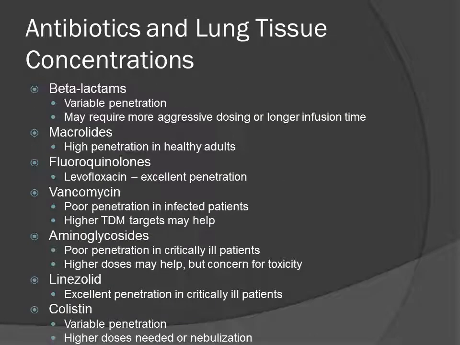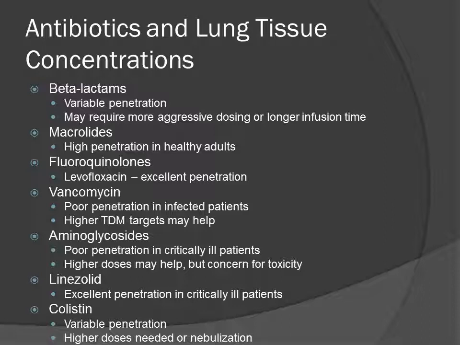So when we talk about selection of appropriate antibiotic, we talk about antibiotics getting to a good concentration at the site of infection. If you have somebody who's got pneumonia, you want to use an antibiotic that's got good lung tissue concentrations. Some of the ones that we see here that have very good penetration would be macrolides. A good example of that is azithromycin. Fluoroquinolones like Levaquin.